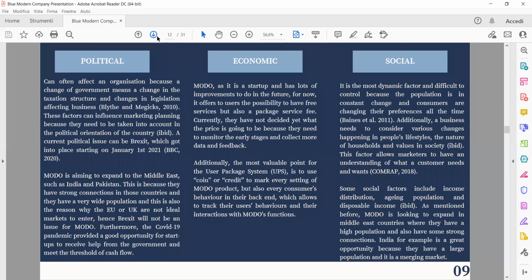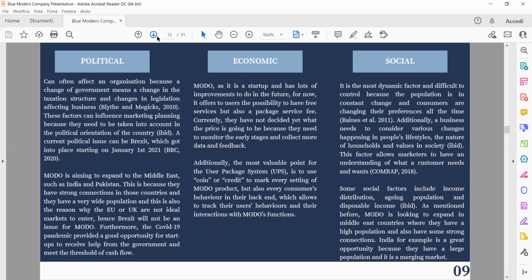Modo and other small businesses have been helped by governments during the COVID-19 pandemic because they received some fundings. In the economic factor, as Modo is a startup, it offers for now two services, a free and a premium package. The user package system is to use coin or credit to mark every setting of the company. It also considers the behavior in their back end, which allows to track their users' behaviors and their interactions with the company's function.